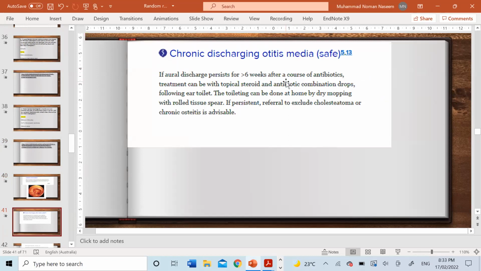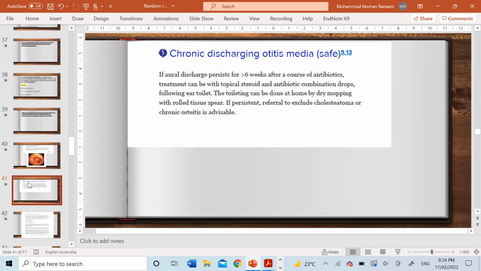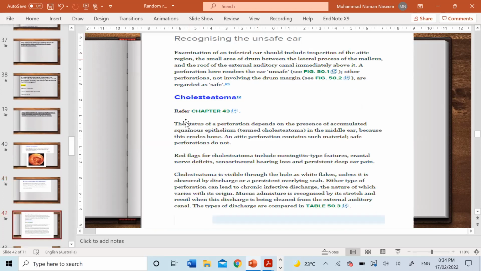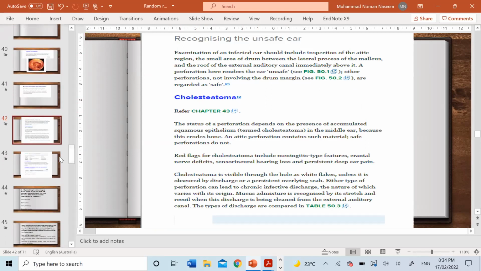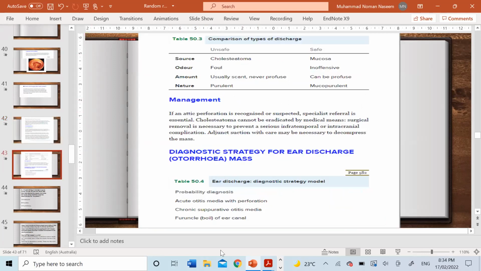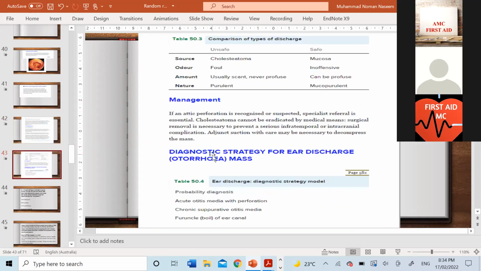So the discharging one is safe. All right. If there's only discharge and it is more than 6 weeks, it's safe. You can just give antibiotics. But if there is development of cholesteatoma, then it is the unsafe one. So cholesteatoma development means that there are chances of the person having a permanent damage to the tympanic membrane. So this is all from your GM.